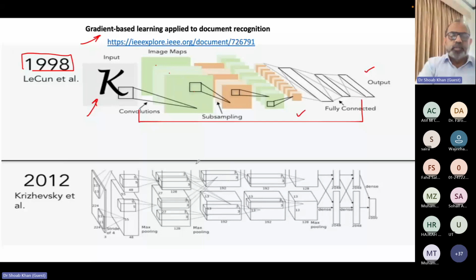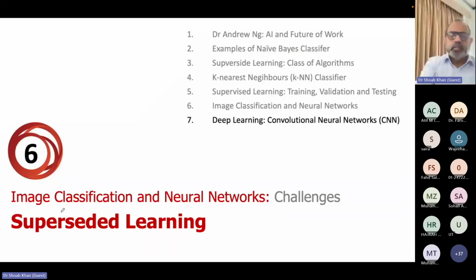And this is the famous model, the architecture, which was published in 2012. So now let's understand why image classification is such a big challenge. For us humans, it seems very simple to just identify an object out of hundreds and thousands and millions of objects. But for a machine, why is it challenging?